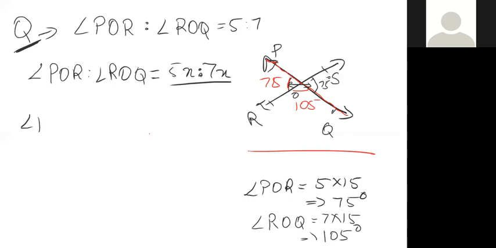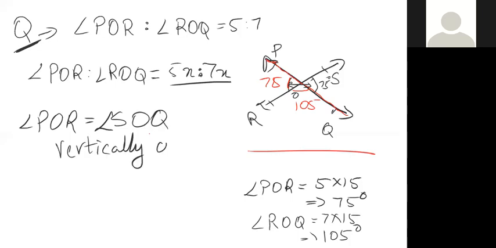So angle POR is equal to angle SOQ. Why? Because they're vertically opposite, and we discussed that vertically opposite angles are equal in intersecting lines. So therefore, angle SOQ is also 75.